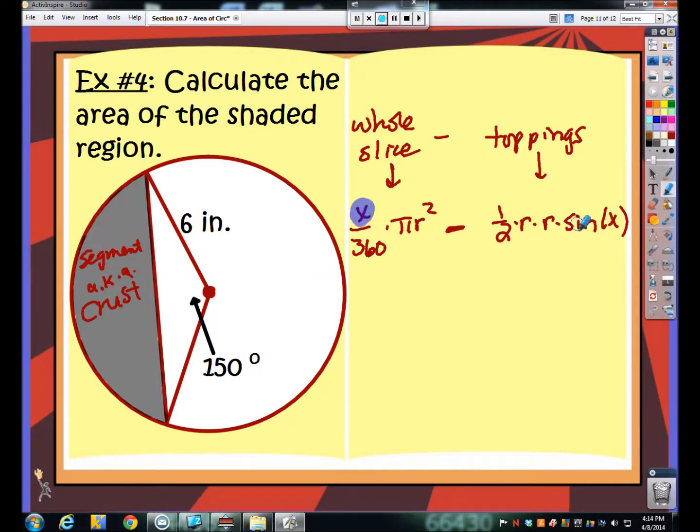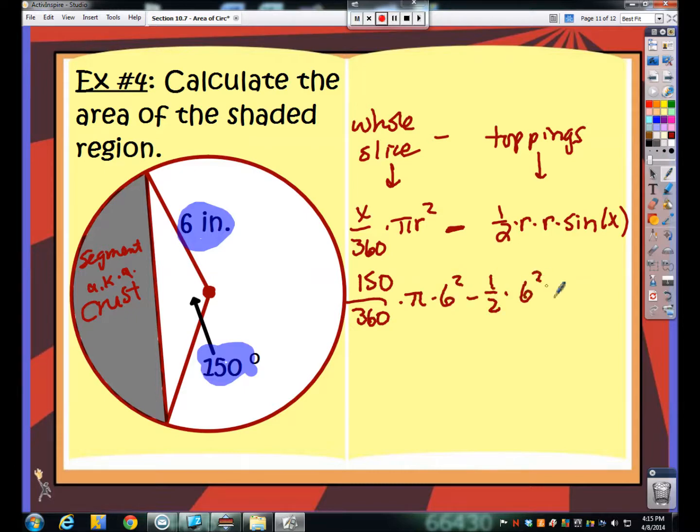Okay, so there's really only two variables here, right? There's x, it's just used twice, and there's r, which is technically used twice. And you know what? We have both of those numbers right here. There's r, there's x. So really this is 150 over 360 times pi times 6 squared minus 1/2 times, really 6 squared, r times r, 6 times 6, times the sine of 150.